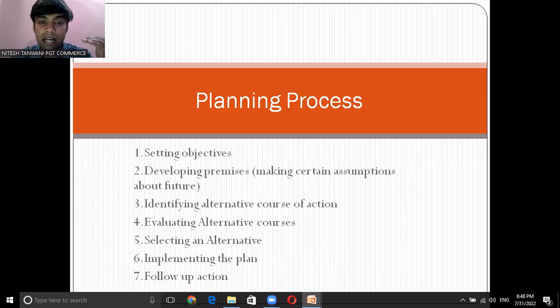Third is identify alternative courses of action. Alternative courses of action, the ways how to achieve that objective. So identify how many options are available, how many ways there are through which we can achieve our objective. Fourth, from those alternatives, evaluate each alternative. Evaluate means check, analyze which one will be the best. Then select, fifth point is select the best alternative. And sixth is implement the plan. And lastly, the seventh is follow up the plan. So these are the planning processes.